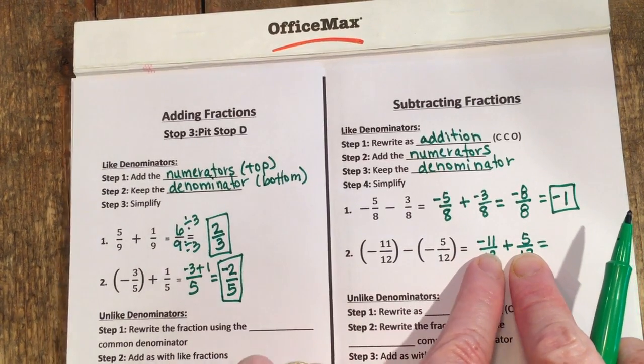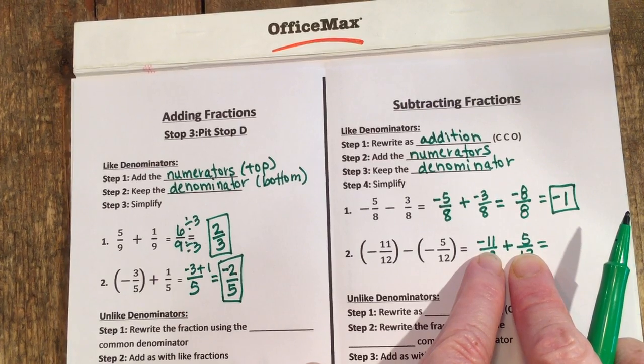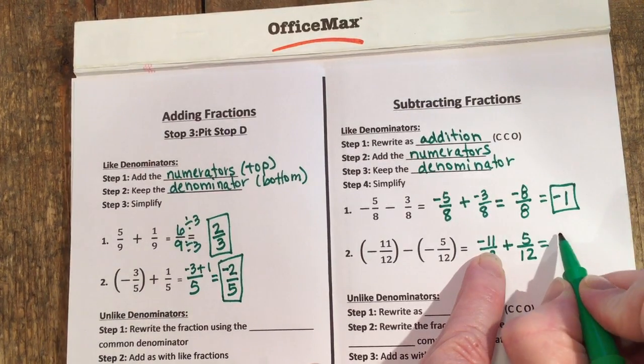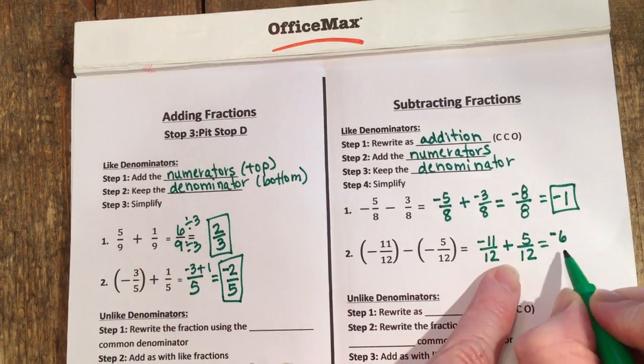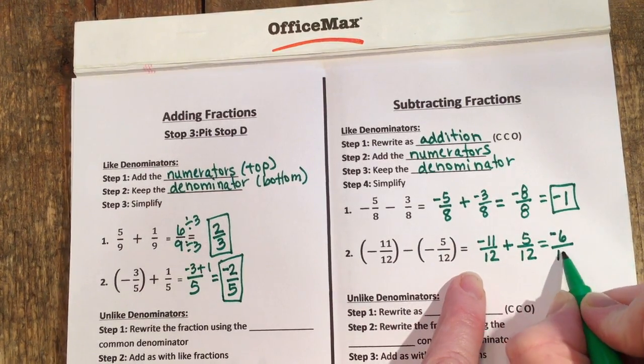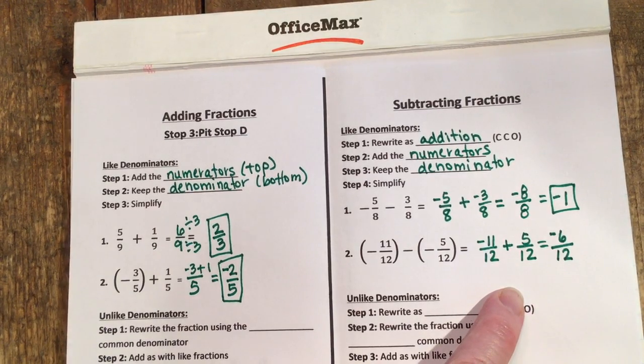When the signs are different, you subtract. 11 minus 5 is 6. Keep the sign of the most. We have more negatives, so this is negative 6. We don't do anything to our denominator. It stays the same as 12.